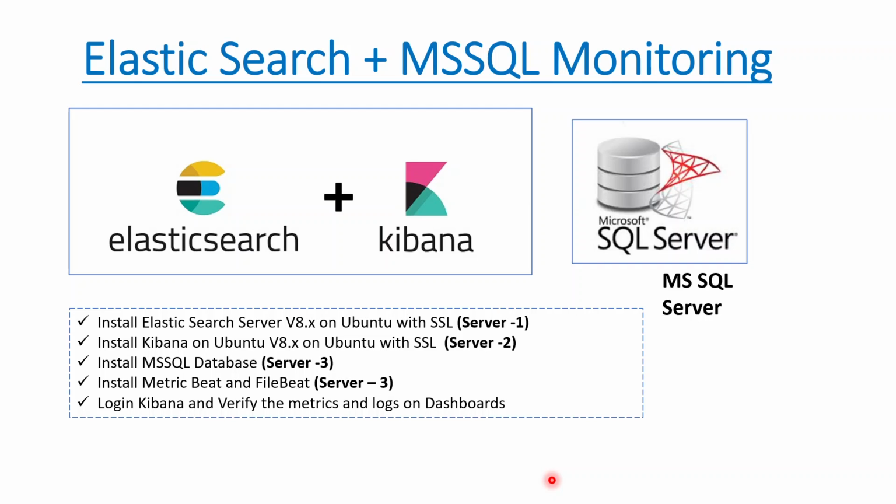Perfect. Let's get started. So we have a use case where MSSQL in our server needs to be monitored using Elasticsearch and Kibana. So first of all, we'll install Elasticsearch version 8.X with SSL on one of the servers, install Kibana on another server, and then we'll establish connectivity with exchange of certificates, and then we'll install the MSSQL database on server 3. We'll install Metricbeat for capturing the metrics from this server, and we'll enable the MSSQL module also. We'll install Filebeat to capture the logs from this server and send them to Kibana. And finally, we'll see all these things using a dashboard.